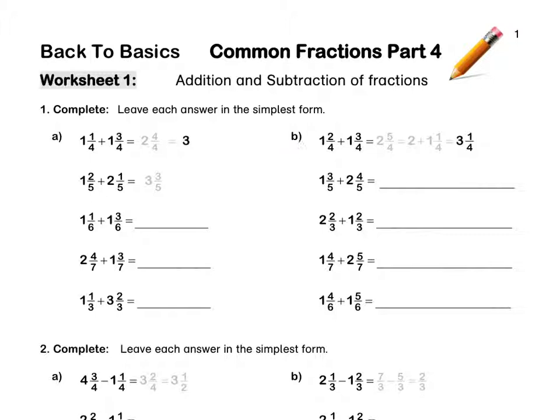Let's look at B. 1 plus 1 is 2. 2/4 plus 3/4 is 5/4. 5/4 is an improper fraction. 5/4 is equal to 1 1/4. Therefore, my final answer is 3 wholes and 1/4. Pause this video to complete question 1 by yourself.